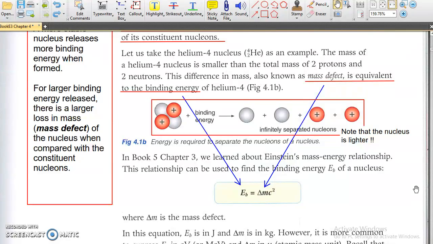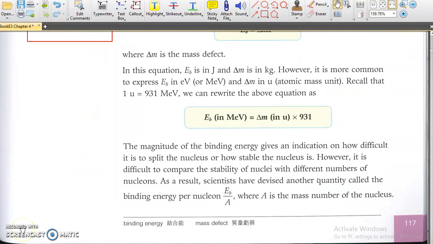the nucleus. Binding energy and mass are usually expressed in electron volt and u, atomic mass unit, respectively, where 1 electron volt is 1.6 times 10 to the power negative 19 joule, and 1 u equals 1.66054 multiplied by 10 to the power negative 27 kilogram.